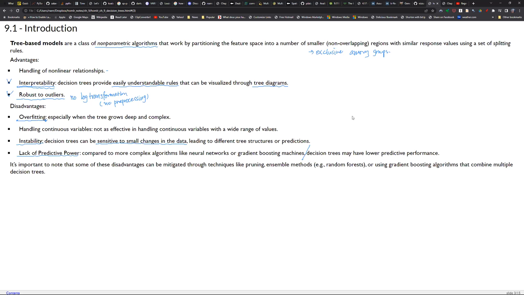Some of these disadvantages can be mitigated, right? And we'll see some of these techniques to at least alleviate the overfitting, such as pruning. Also, we can do ensemble methods like random forest, which is based on decision trees. It's just a bunch of trees and you get a voting mechanism at the end. And then using also gradient boosting algorithms such as XGBoost. Okay. Any questions about the advantages and disadvantages?